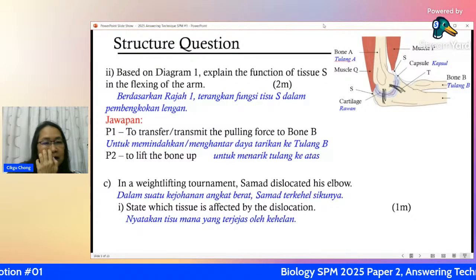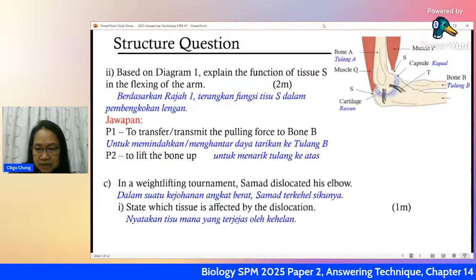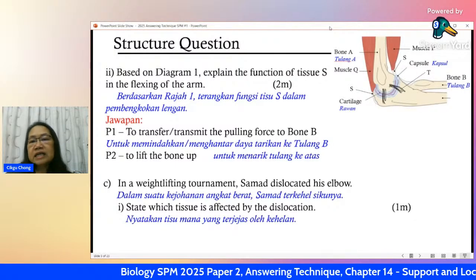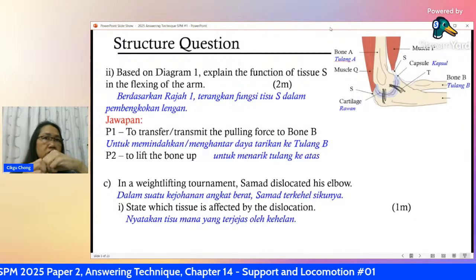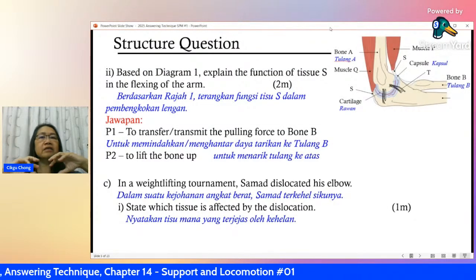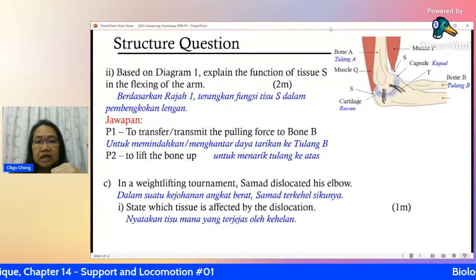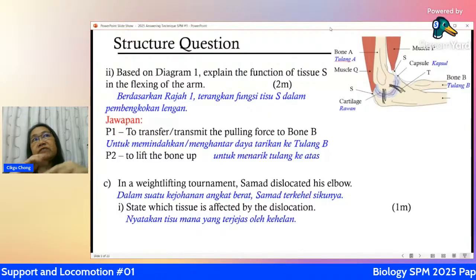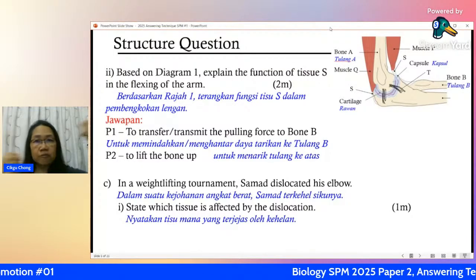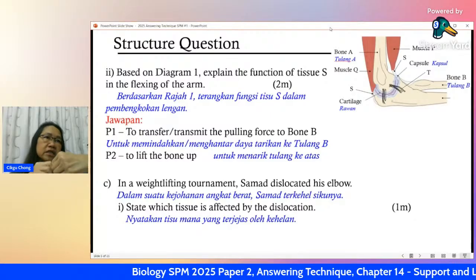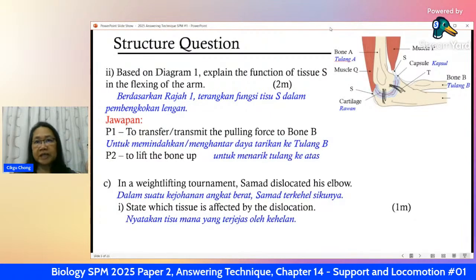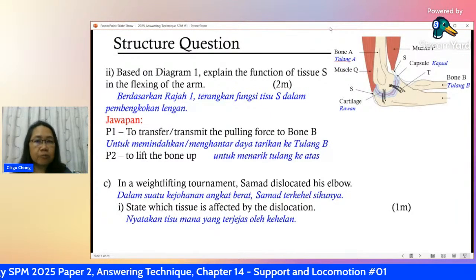Which tissue is affected? It is the ligament. Correct. Ligament is the one that holds the bones together, that keeps the bone together in place. So if there's dislocation, that means the bone is out of place. The ligament cannot hold the bone together. It has been moved out of place.